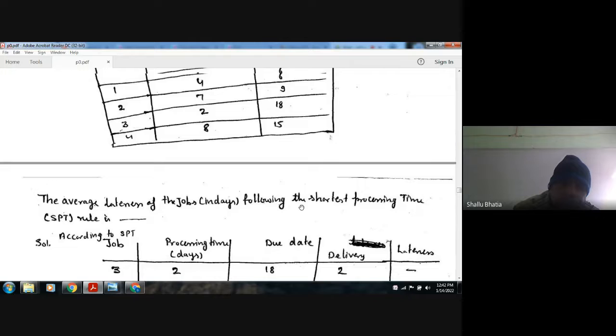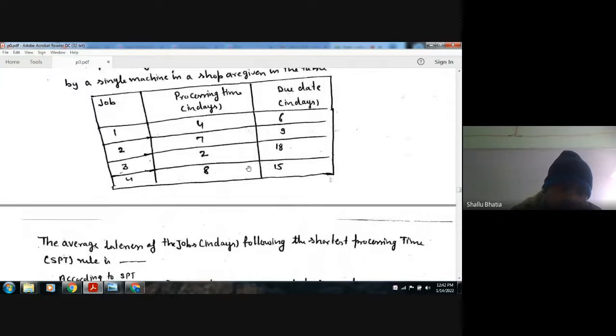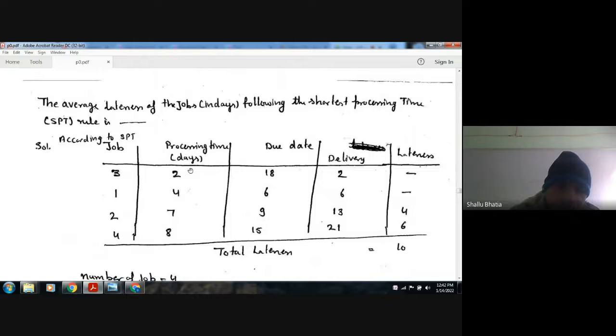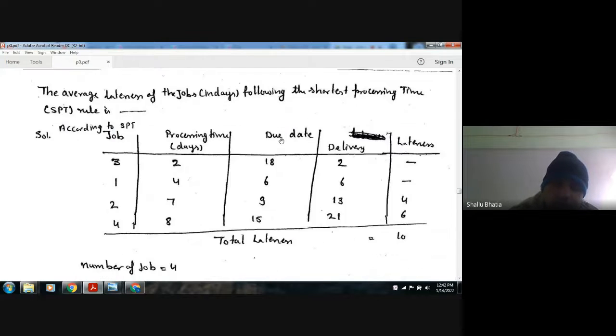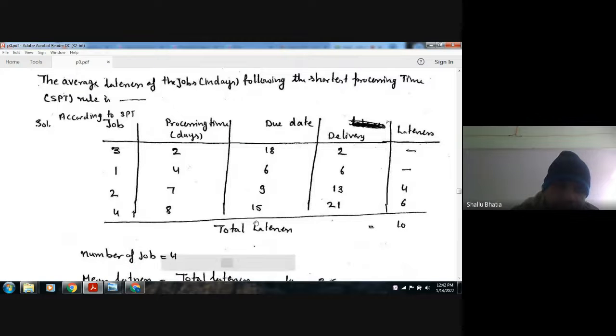According to the shortest processing time, the first job should be the third job, then the shortest processing time is for job one, then job two, then job four with 8. Arranging in that order: three, one, two, four. The processing times are 2, 4, 7, 8, and the due dates are 18, 6, 9, and 15.